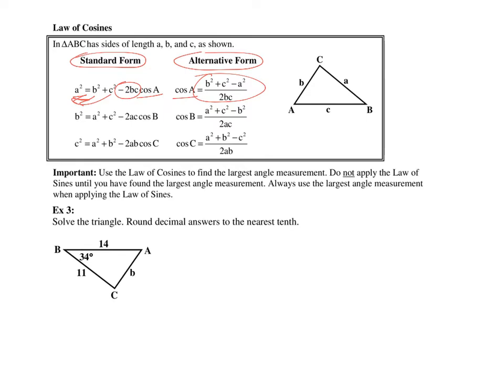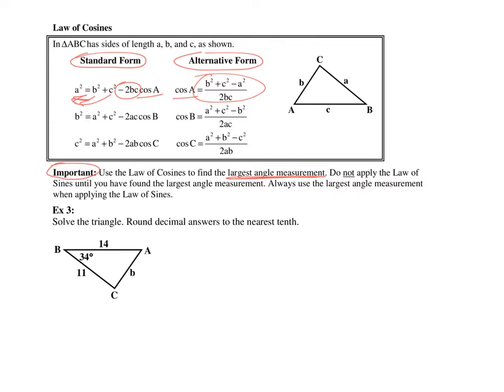Now, one very important idea. I can't stress this idea enough because a lot of students will run into problems when working with the law of sines and law of cosines. So you want to use the law of cosines to find the largest angle measure. Only after you've done that will you be able to apply the law of sines without any issues. We could go into depth on why issues arise when you don't use the largest angle, but for the time being, only use the largest angle when working with the law of sines, and you won't run into any issues.